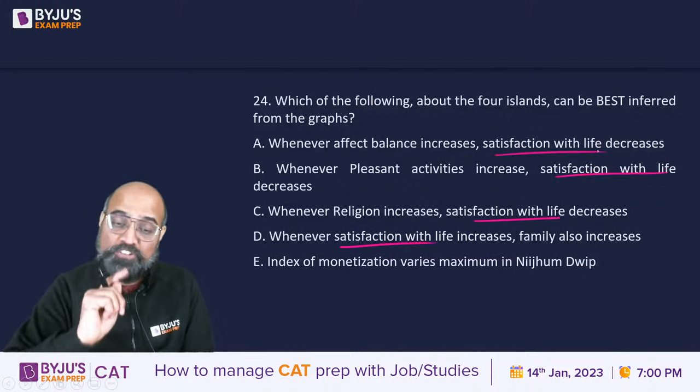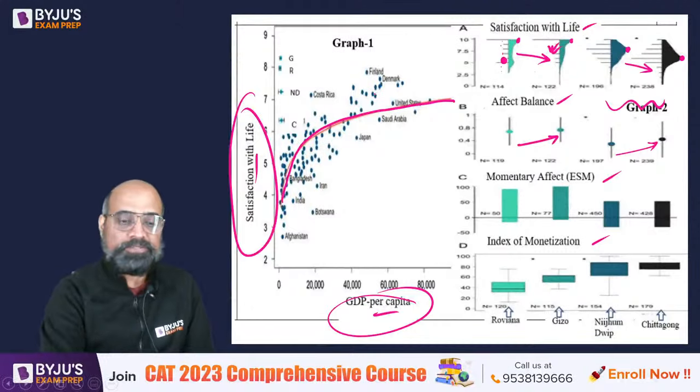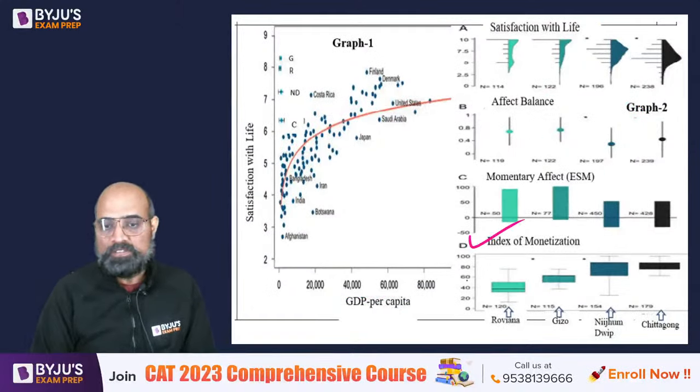Fifth, index of monetization varies maximum in Chittagong. Index of monetization was here, this graph. So it varies by the most. It does.